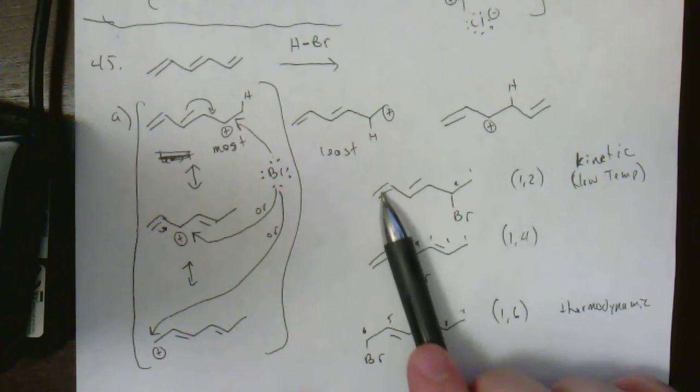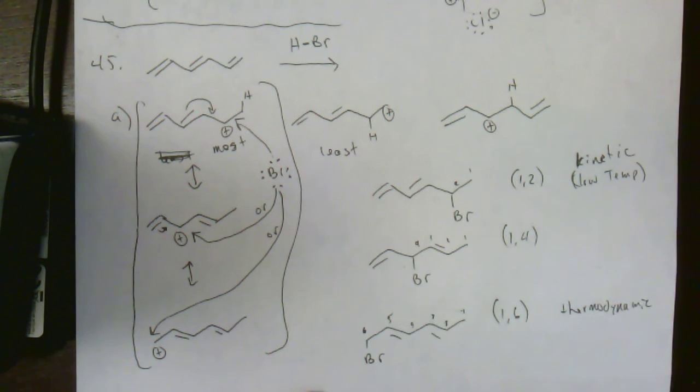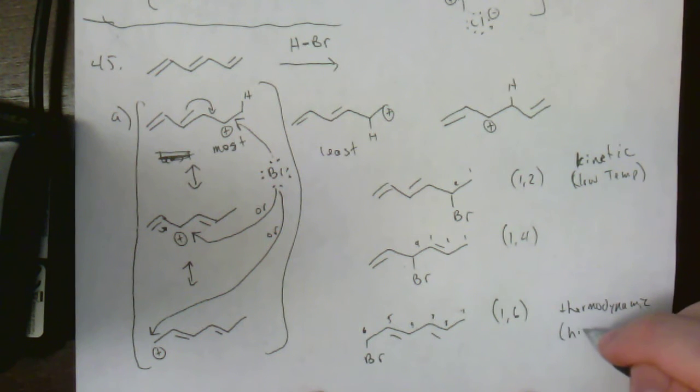Right, because these 2 both have terminal alkenes where there's just 2 H's here. This one doesn't have any terminals, so they're both disubstituted. So this one's going to dominate at high temp.